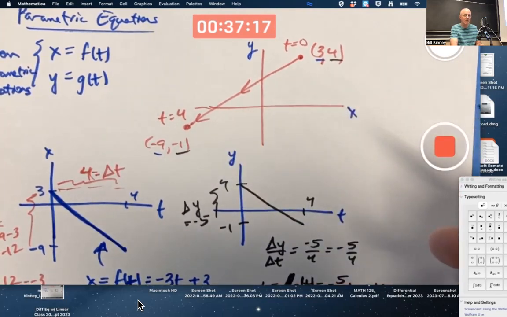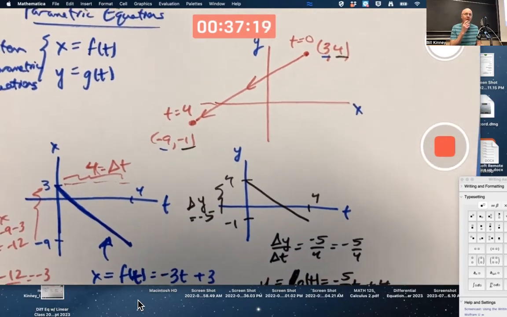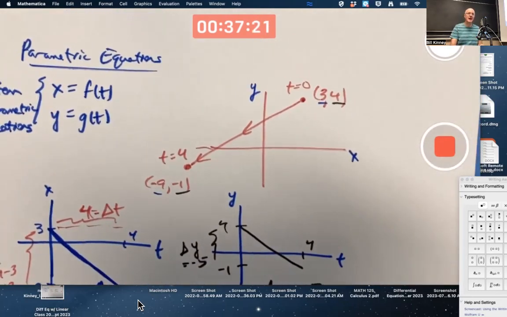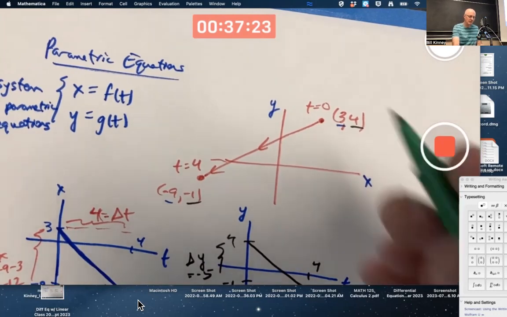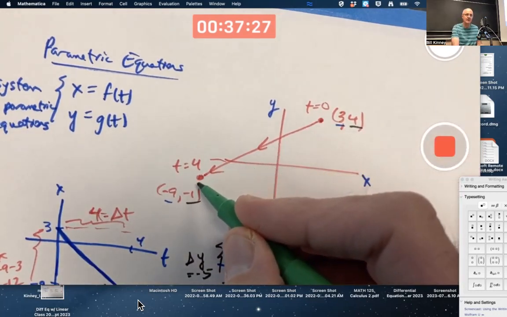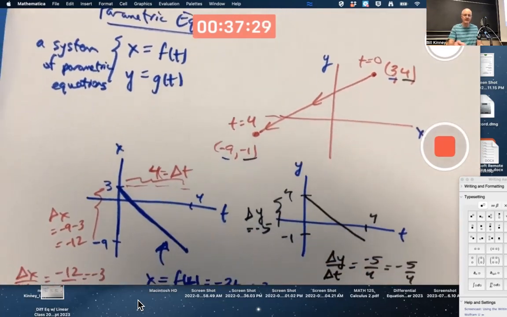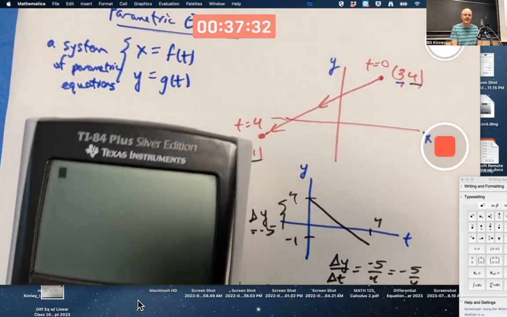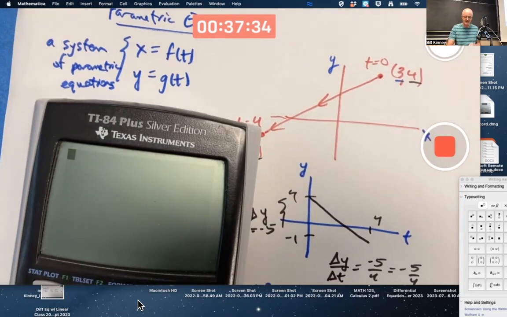You could also double check points in between. Okay? You need to use your imagination. You need to imagine a bug literally moving on this line as time goes by. With a calculator, it's fairly easy to do the imagination. The calculator does the imagining for you.